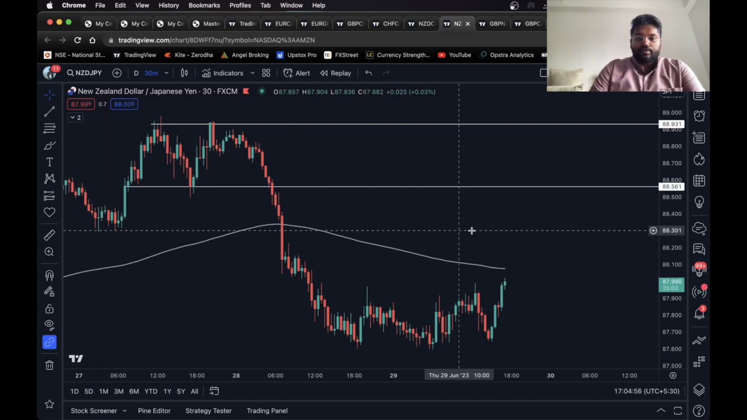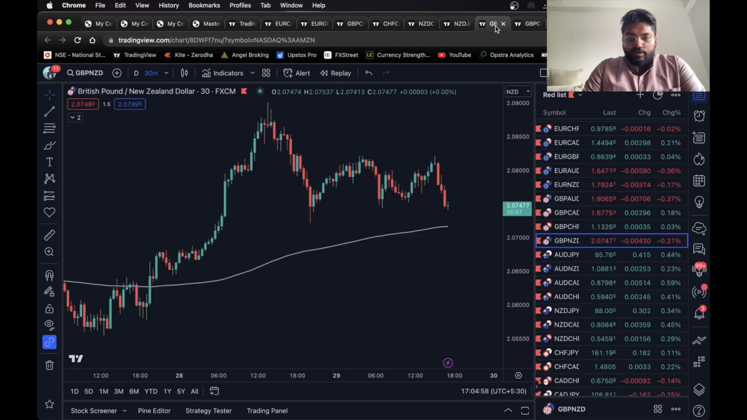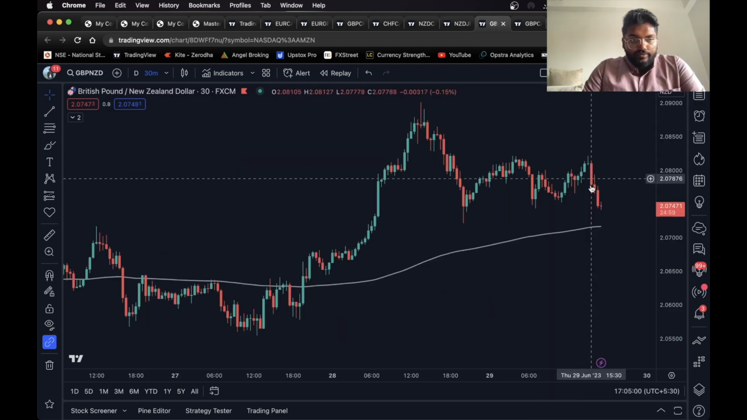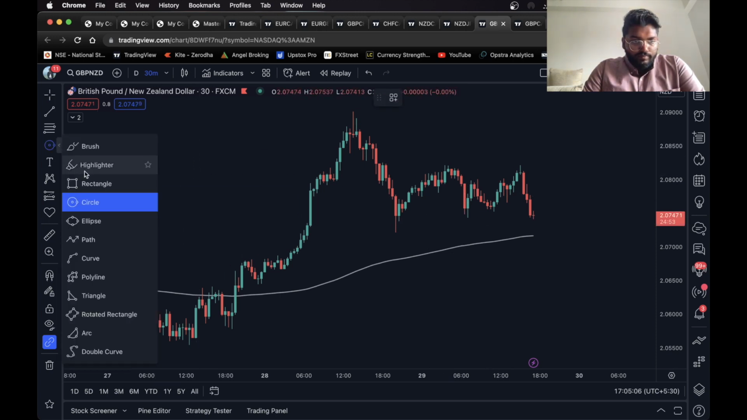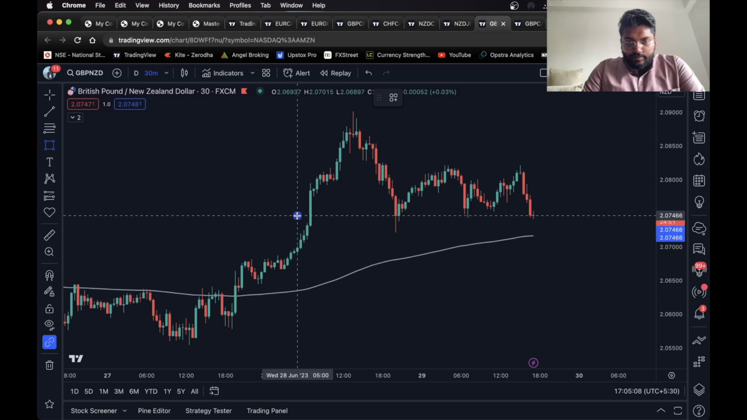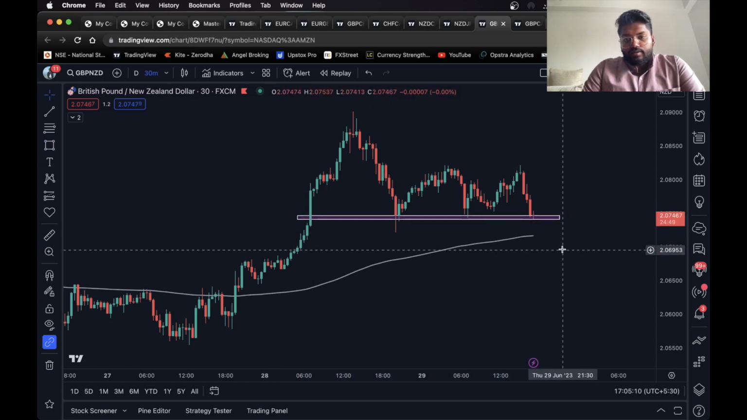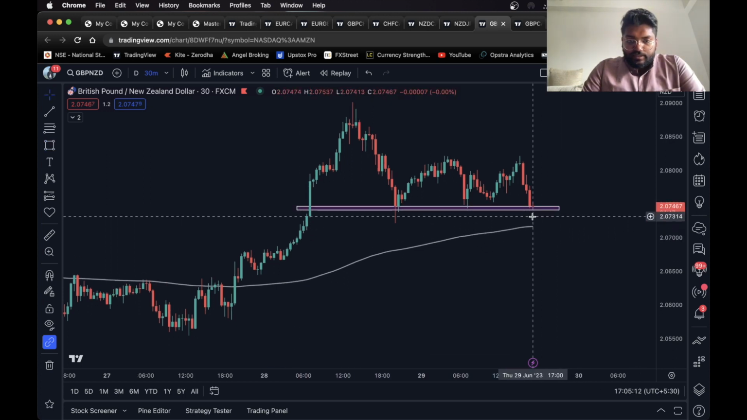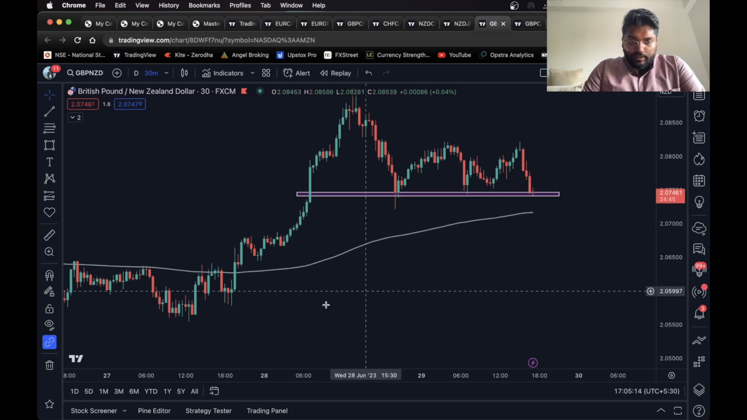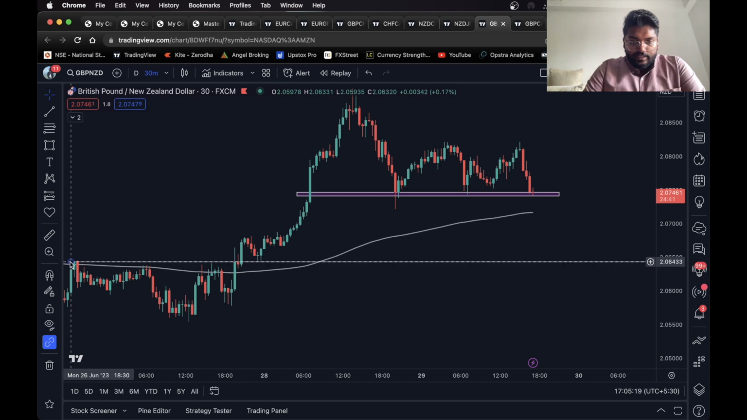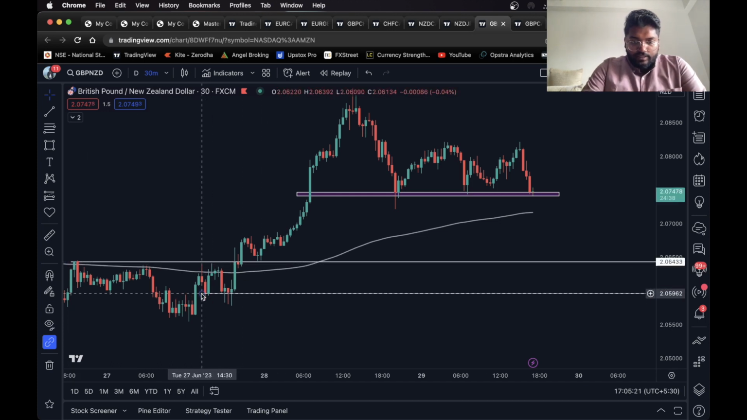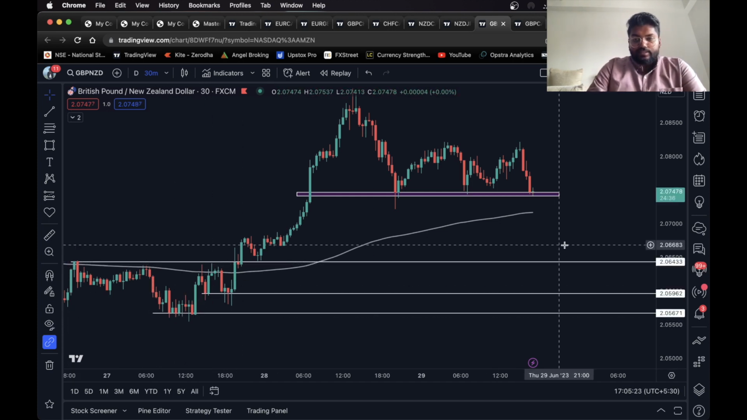Okay, moving on to the next one, we have GBP and New Zealand dollars. I again see a support level over here. Once it breaks down this level and sustains below the 200 EMA, a short trade can definitely be taken. This level can be considered as the first target, this as the second target, and this level as the final target.